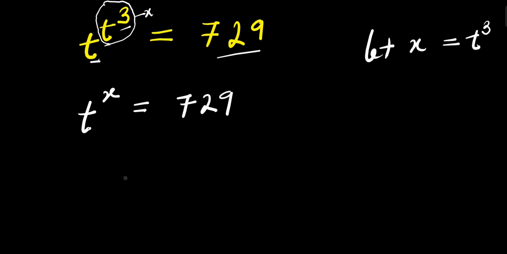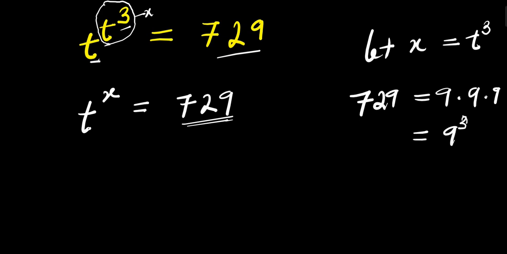So the next step will be for us to express this in exponential form. 7 to 9 is the same as 9 times 9 times 9. This is 9 power 3. So we have t power x equals 9 power 3.